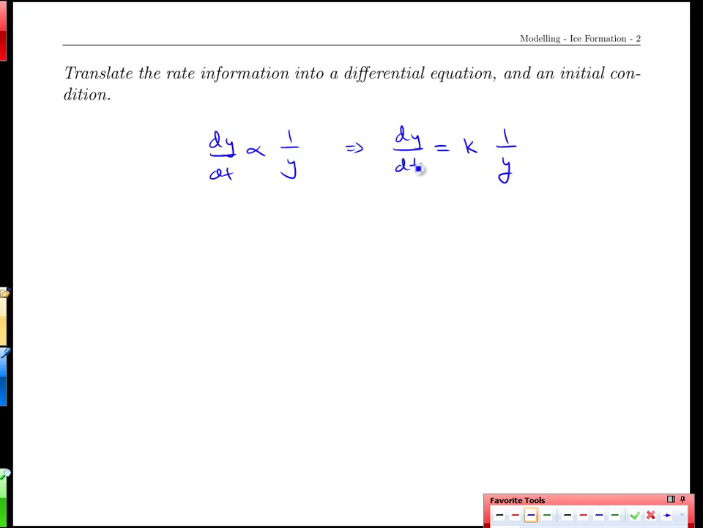And in this particular scenario, y is going to be increasing, so dy/dt should be positive, and y is going to be positive as well, so our constant here will be positive. We don't need any negative signs to make the relationship explicit. And this would be our differential equation: dy/dt, the rate the thickness of the ice changes, is equal to a constant times 1 over the current thickness of the ice.